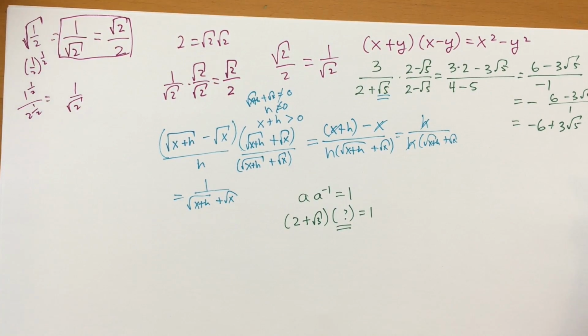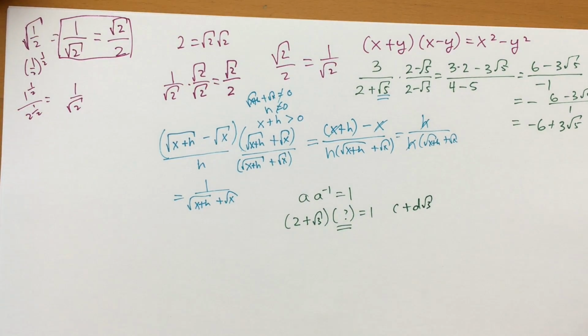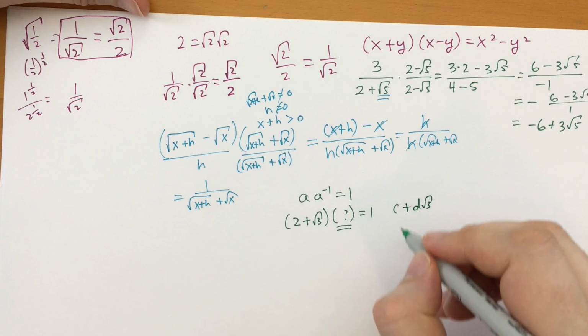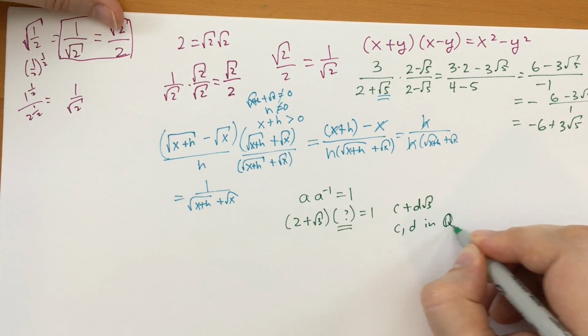That's what they're asking. And once you find that number, then prove that it's basically something plus something times the square root of 3, where C and D are rationals. C and D are in Q, the rational set.